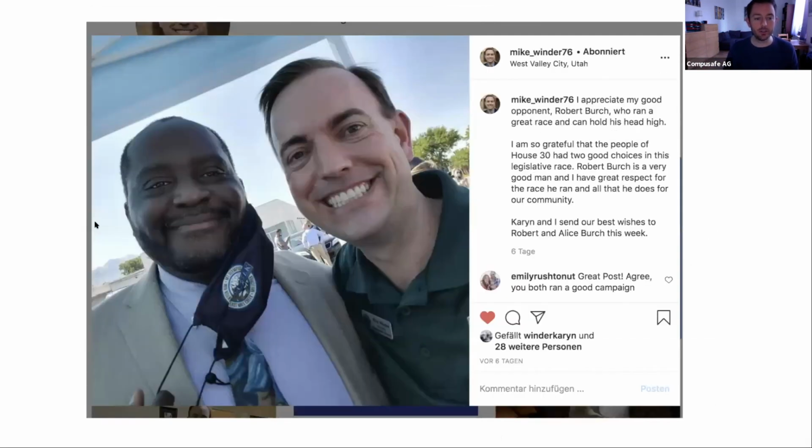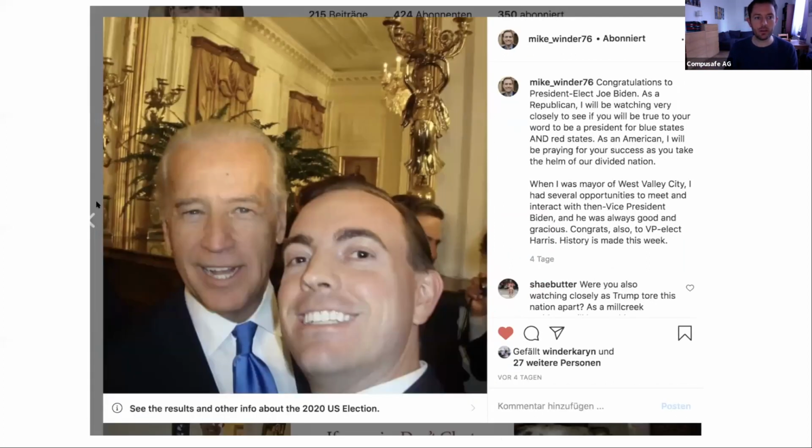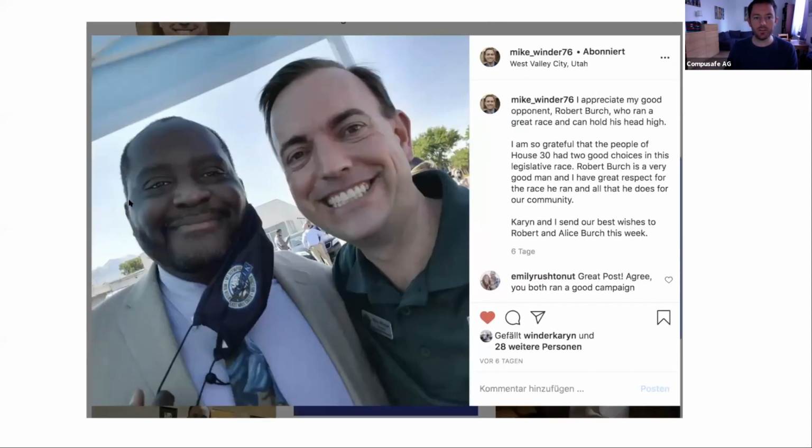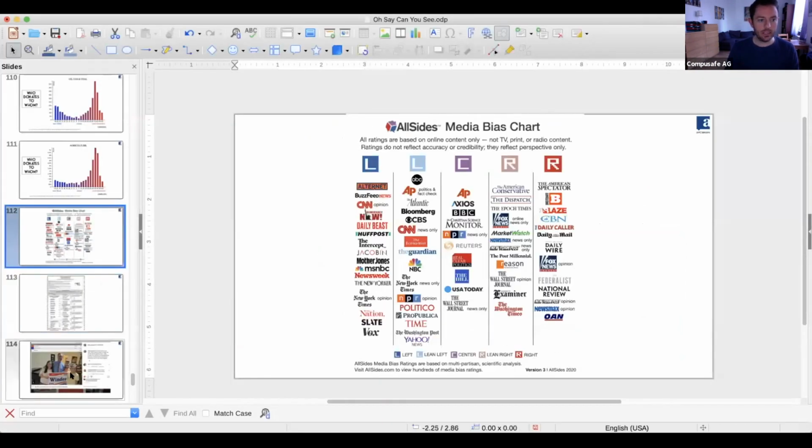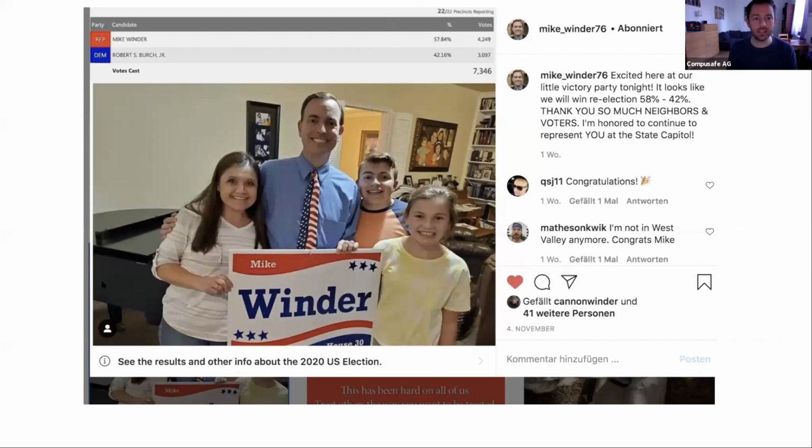So my brother is actually a politician, he is the current state legislature, so Abgeordnete, in the state of Utah for this District 30. And he ran for re-election, and he won with 57% of the vote.